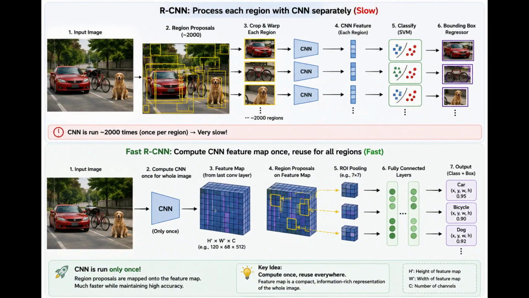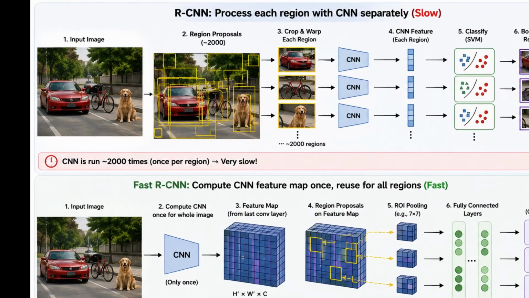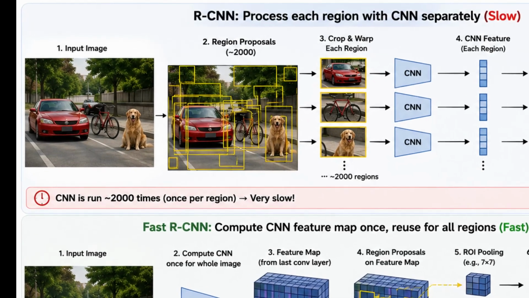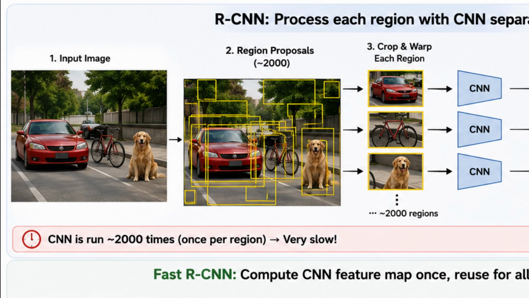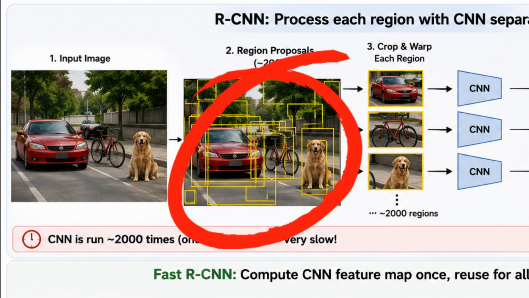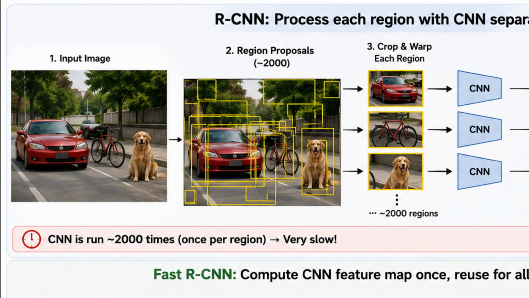Let's first understand why the original RCNN was so slow. Suppose this is our input image. It contains a car, a bicycle, and a dog. The first step is to generate thousands of region proposals that might contain objects. Typically, around 2,000 candidate regions are produced.